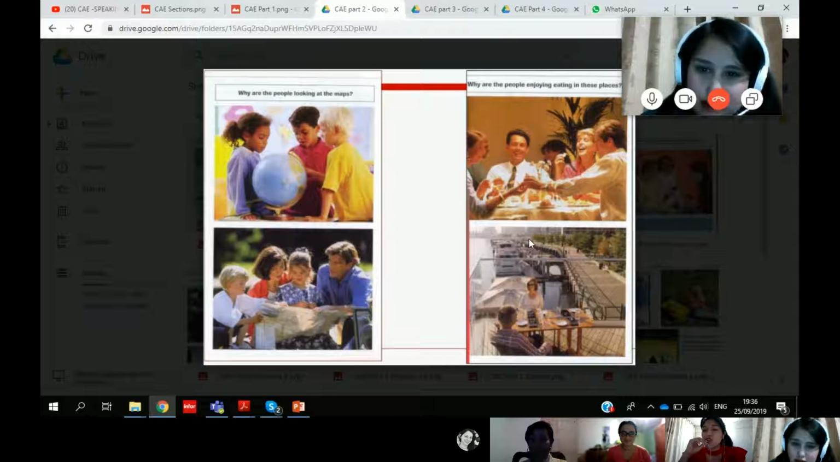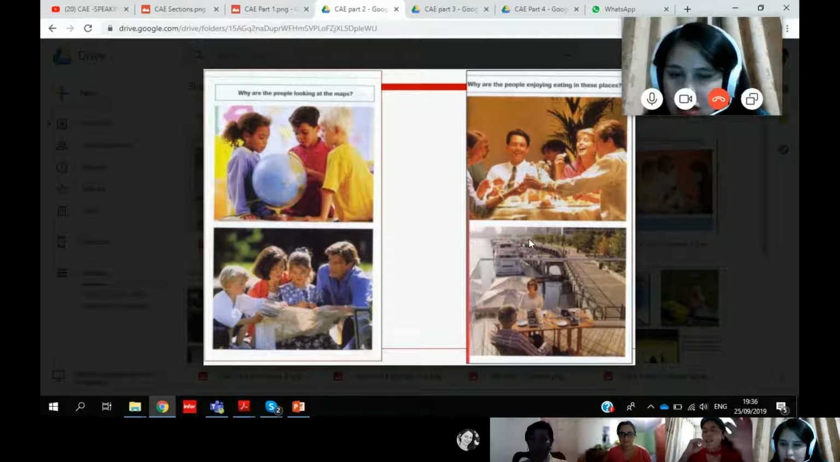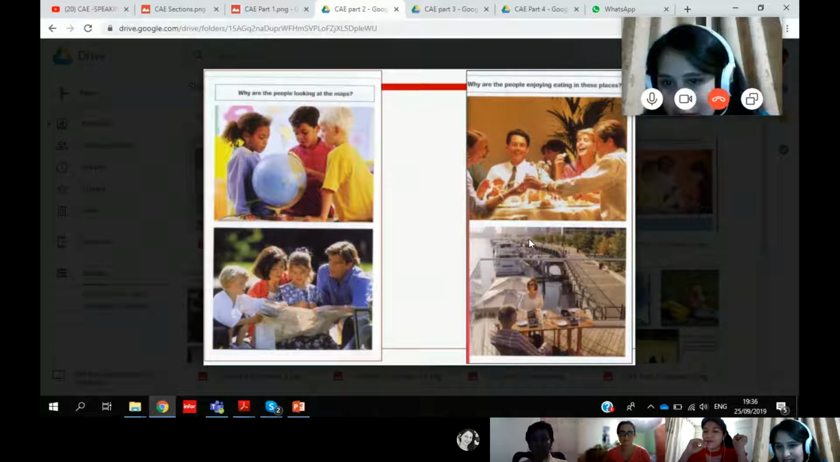From Luz's picture, which one would you prefer? The first one that looks like a restaurant, or the second one that is outdoors? Which one would you prefer? I prefer the second one because I can see people are enjoying a perfect moment, a great moment.